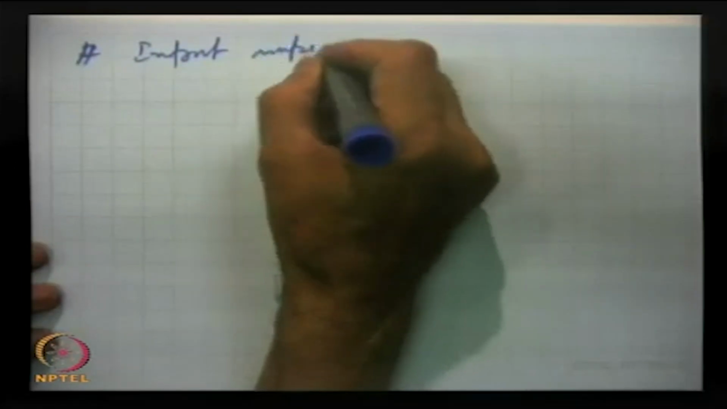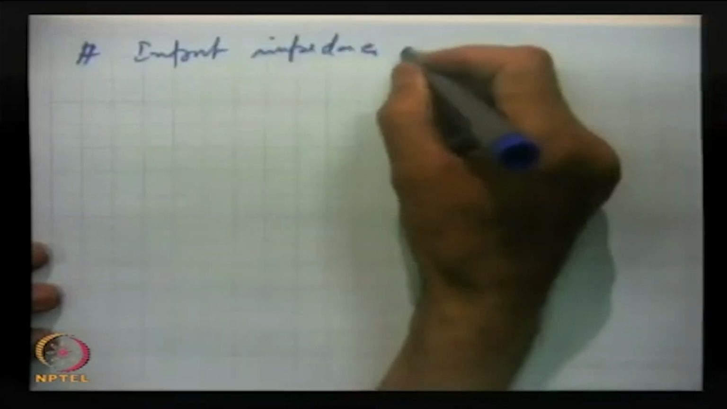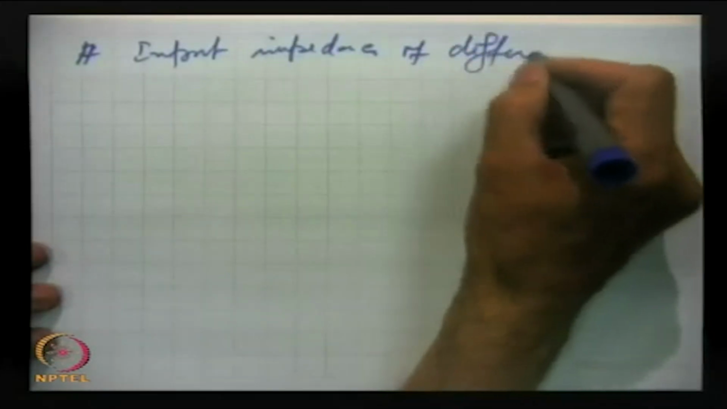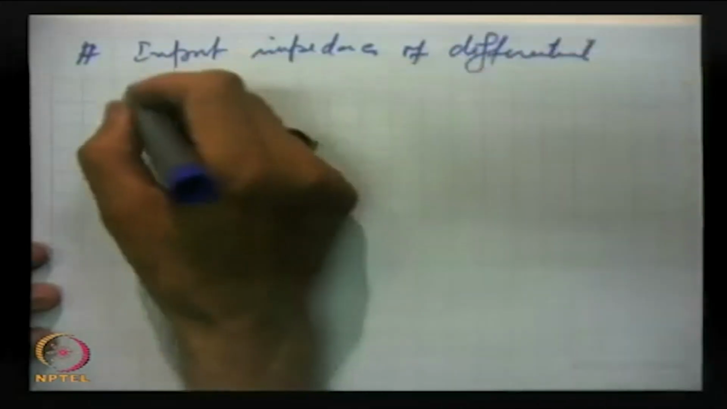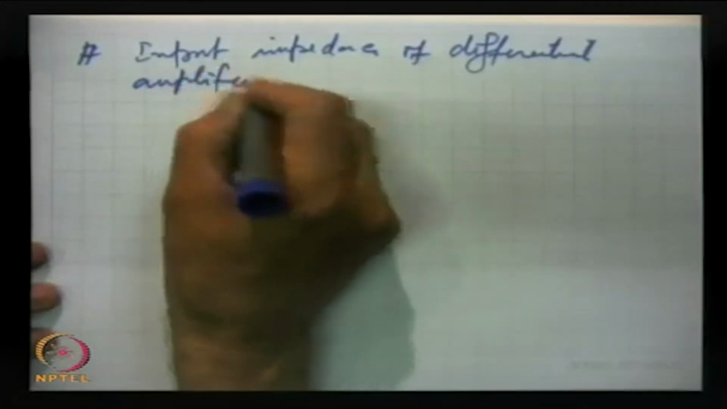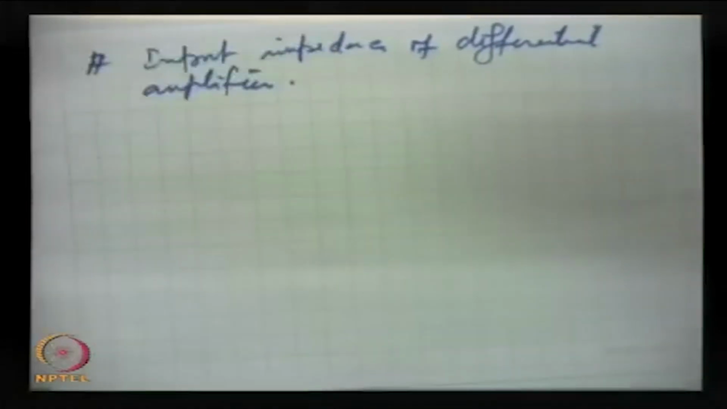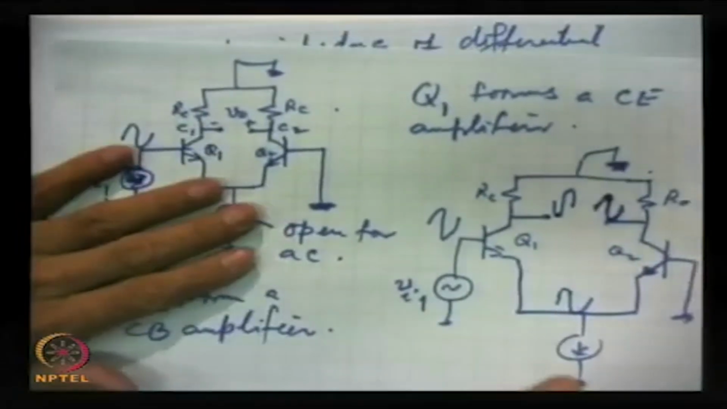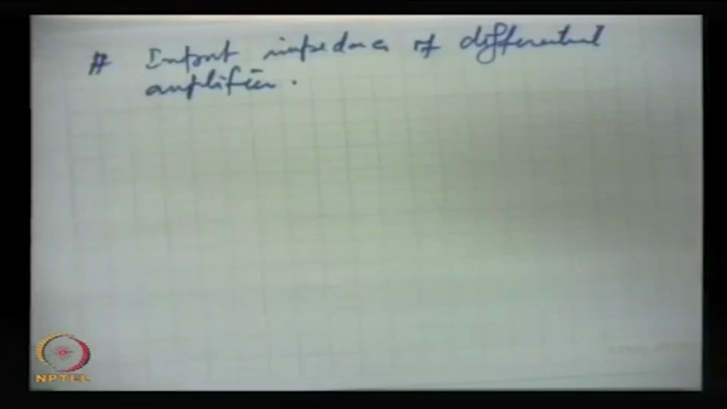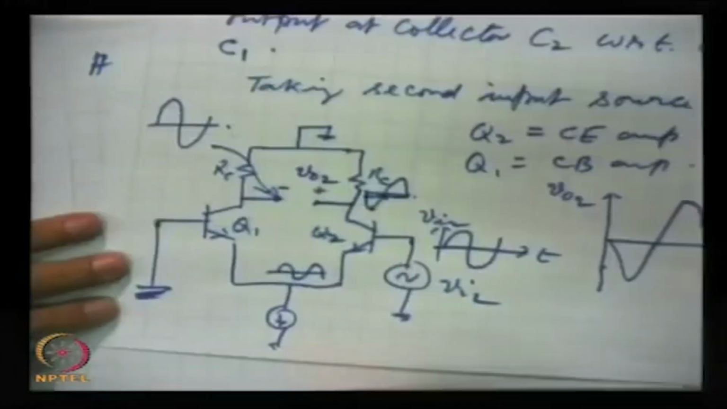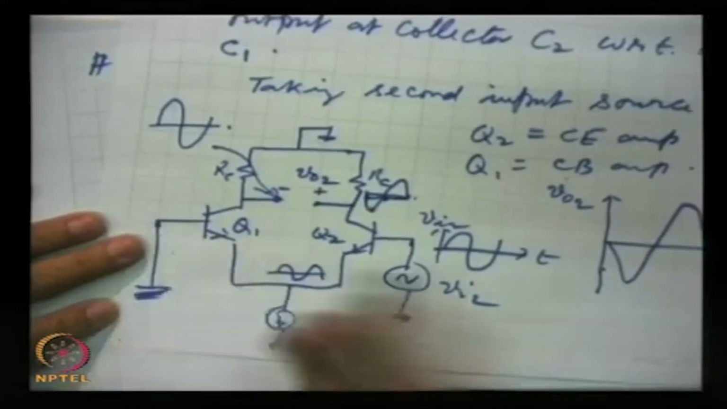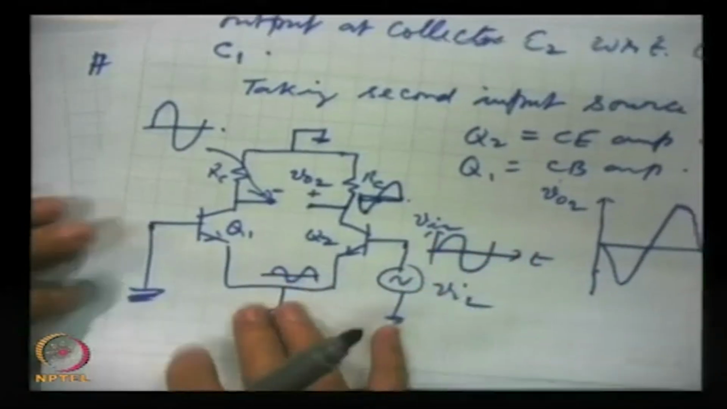So, input impedance of differential amplifier. The differential amplifier is always symmetric. So, whether we take the input at Q1 or we take it at the output, it comes out to be the same.